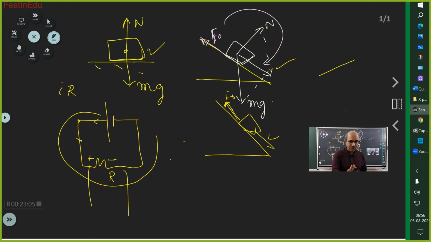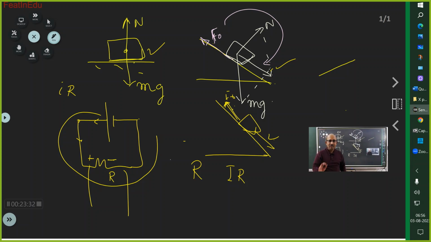What is resistance? Opposition. No, don't use the word resistance. Resistance of this material is 10 ohms. It is fixed. But the opposition to the current keeps on increasing. Got it? Now listen here. Resistance is R. Opposition is I into R.